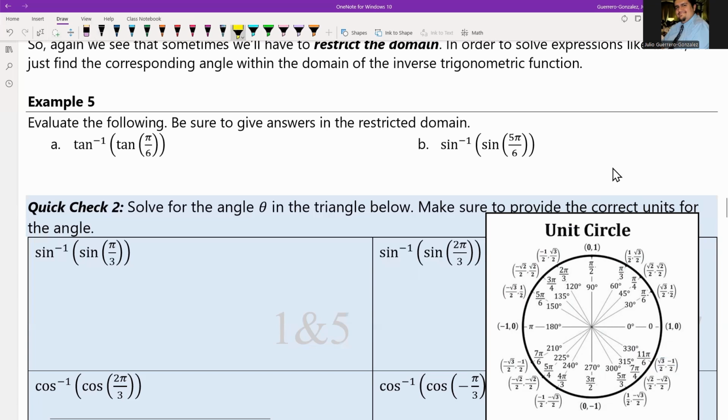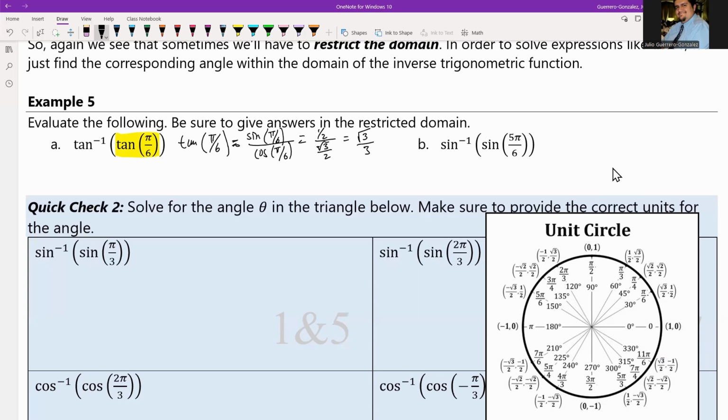Like I said, we work from the inside out. So, tangent of pi over 6 is equal to sine of pi over 6 divided by cosine of pi over 6. That's 1/2 divided by root 3 over 2. So this is going to be square root of 3 over 3 if you do your math right.